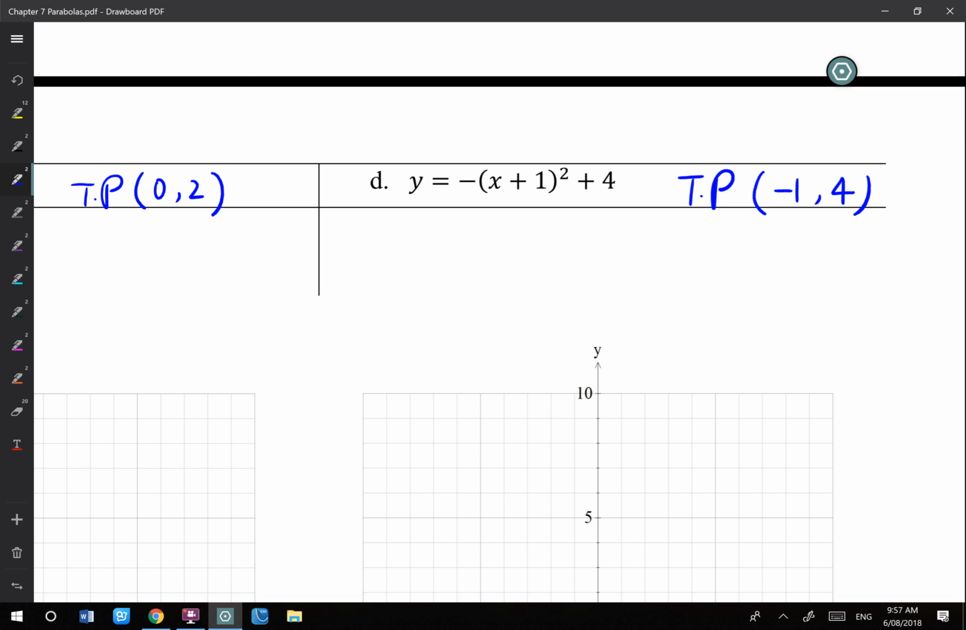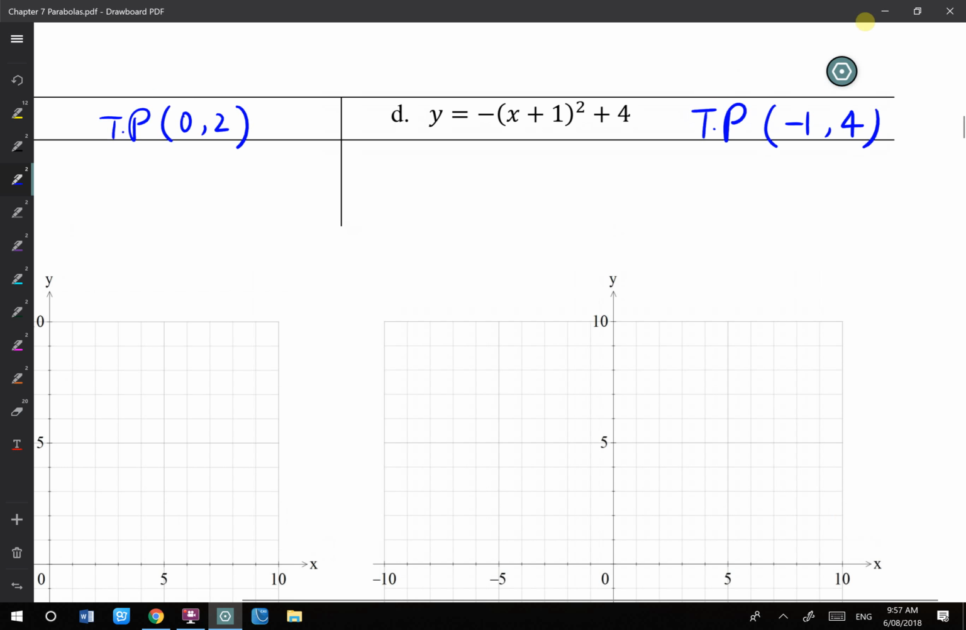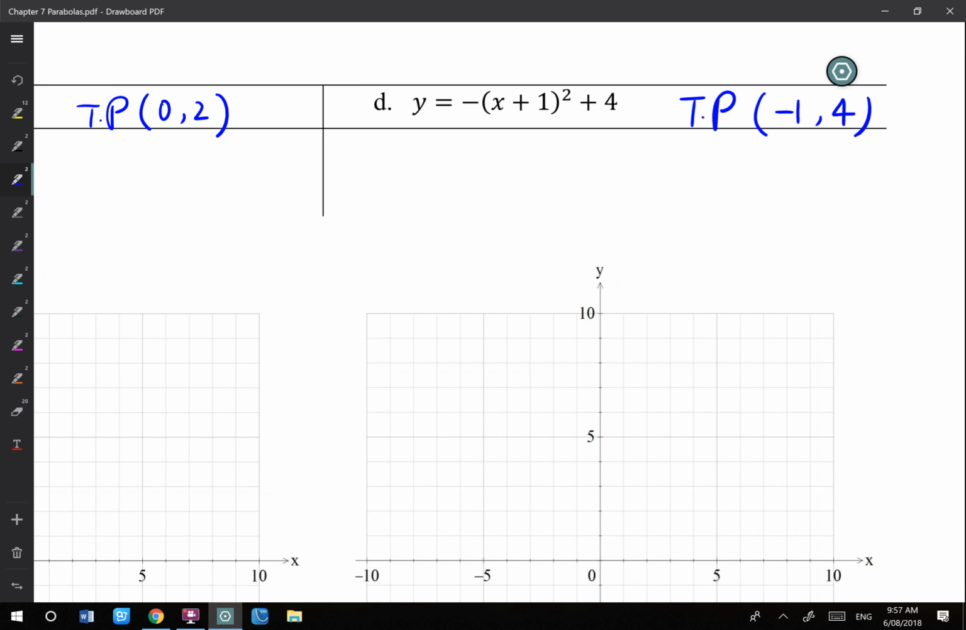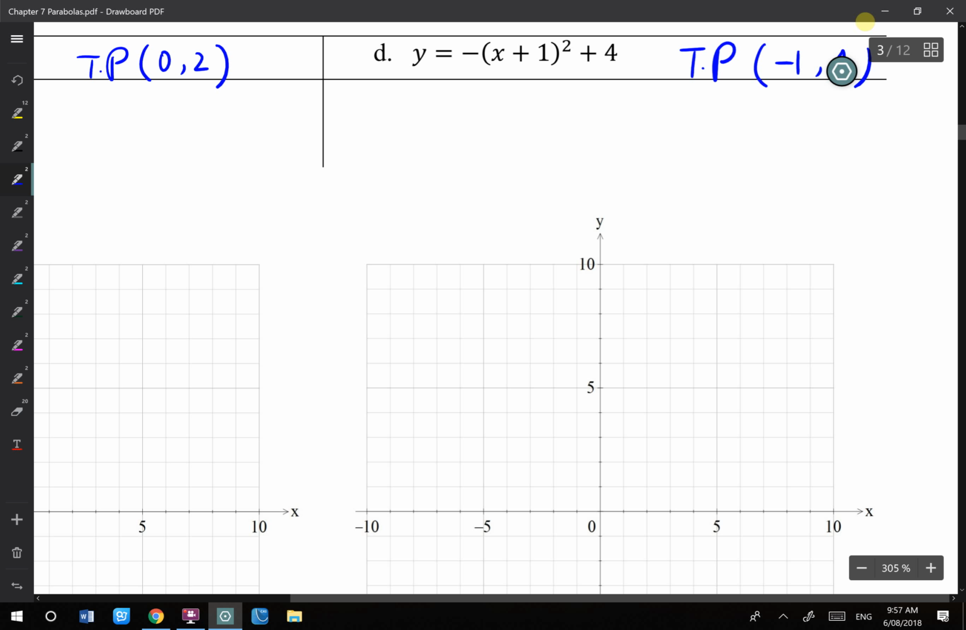So the first thing when you sketch a quadratic is to find the turning point. You're trying to know where the turning point is. When you know the turning point, you already know 80% of what you want. So if we use D as an example, I want negative 1, 4. Negative 1 is here, 4 is here. My turning point is here: negative 1, 4.